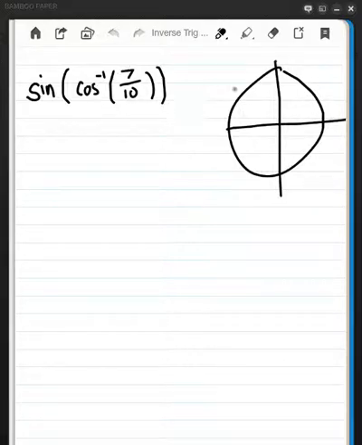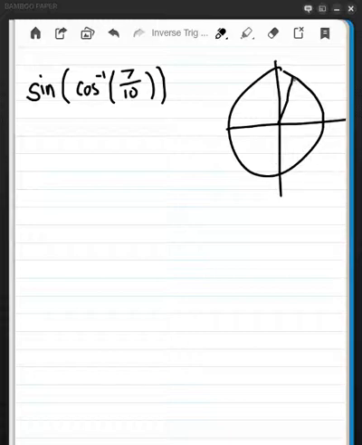Inverse cosine is restricted to the first and second quadrant. Because this is positive, that means that this angle must exist in the first quadrant, because in the second quadrant all of your x values are negative. All right, so 7/10, something a little bit less than 1. Let's just draw what that angle looks like. It might look something like that.